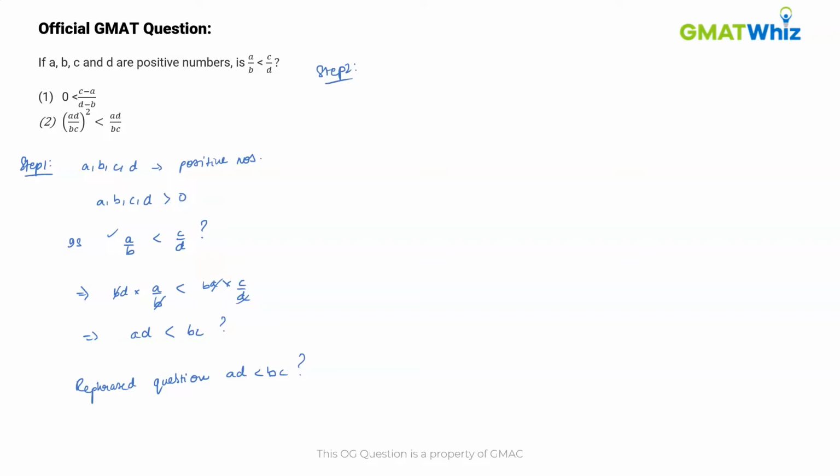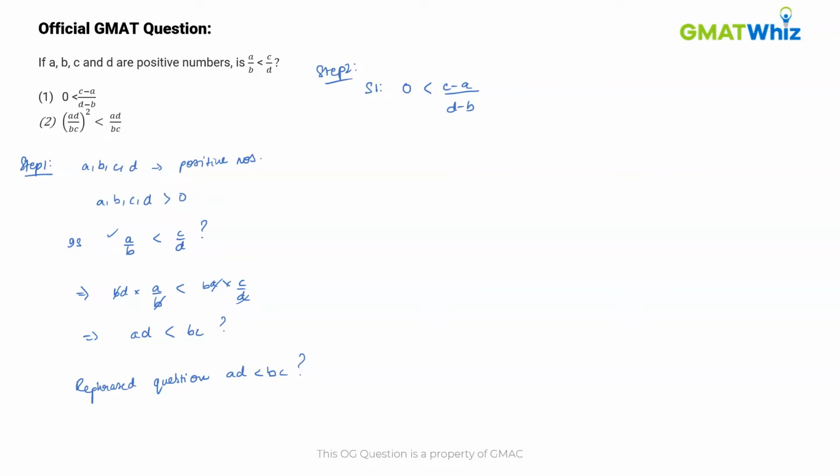where we analyze statement 1 first. So statement 1 tells us that the value of (C minus A) by (D minus B) is greater than 0. Now we can multiply both sides by (D minus B) whole squared.